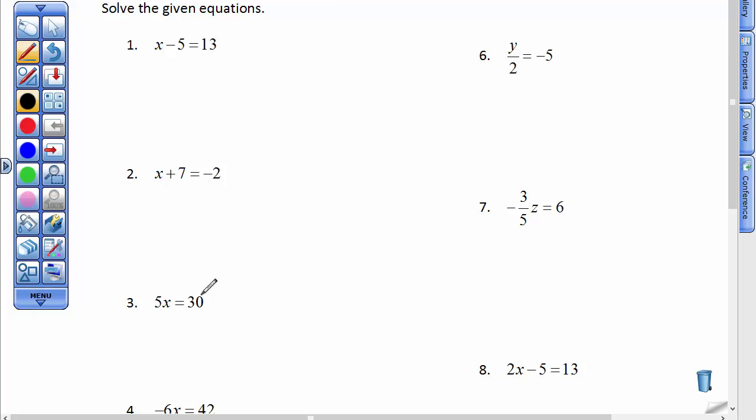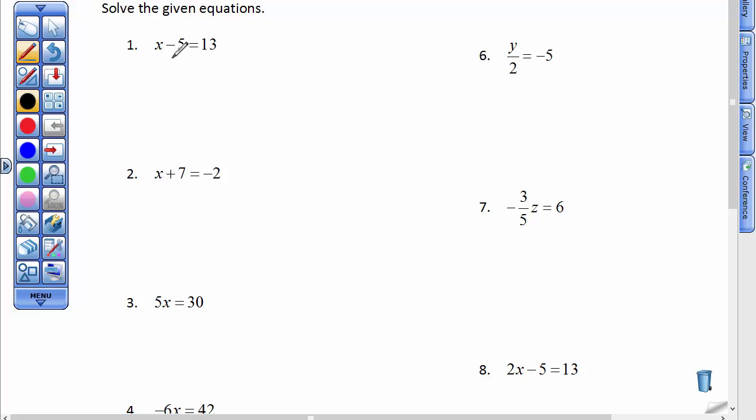I'll probably go ahead and go with 1 through 4 in order. But what I'd like you to do is check for when there's more than 1 term on one side of an equal sign. And in order to get x alone, you have to do the opposite of what this reads. So this reads subtract 5.